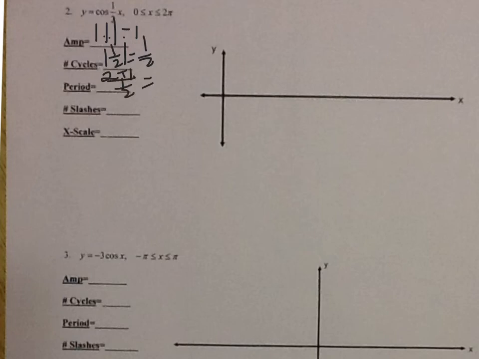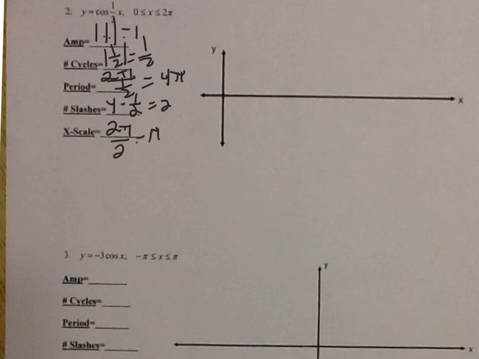So 2 pi divided by a half would be 4 pi. It's not half of 2, which is 1. It's 2 divided by a half. The number of slashes is going to be 4 times a half, which is 2. And my x scale is going to be 2 pi over 2, which is pi.